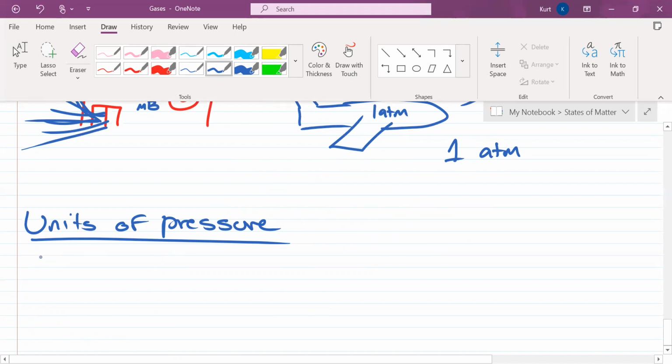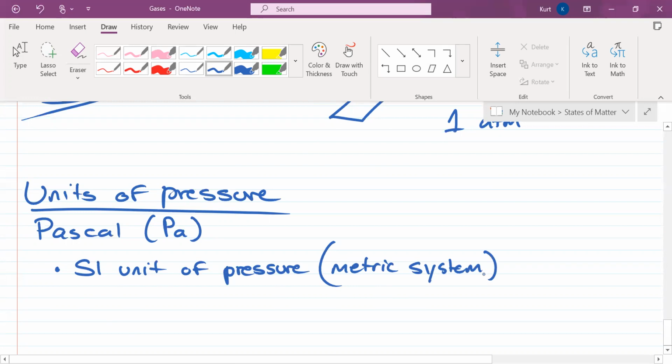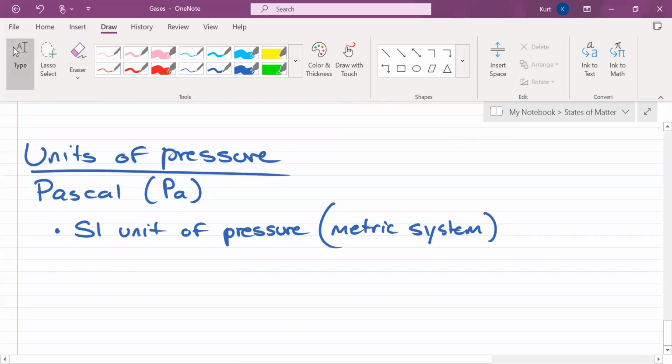This is called a Pascal. Its abbreviation is PA. This is the SI unit of pressure. When you hear SI, what system is that? That's the metric system. In the metric system, we use pascals. This is named after the French scientist, what's his name? Blaise Pascal.